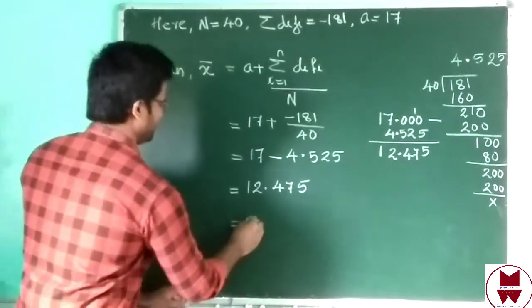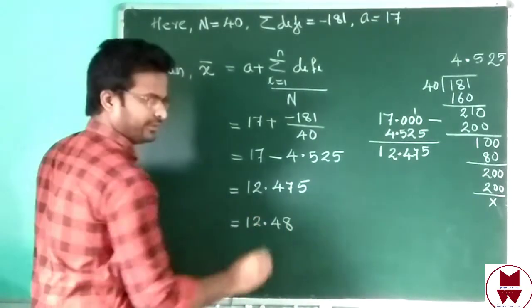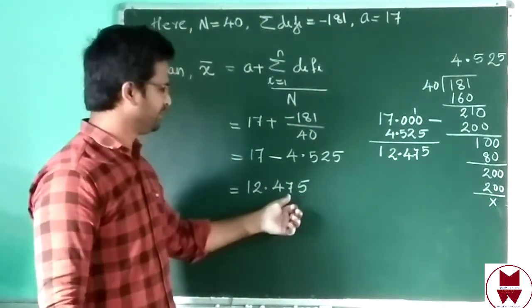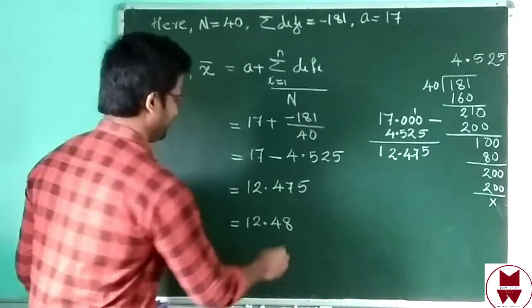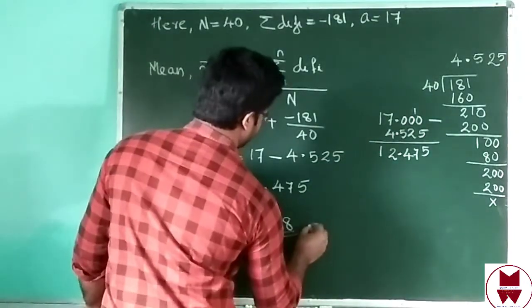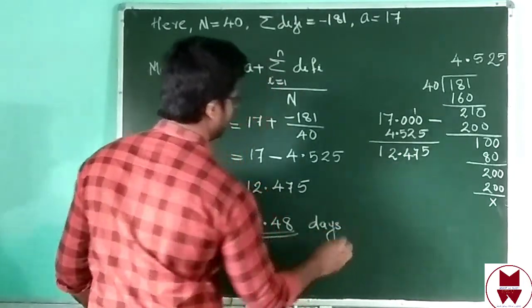Equal to 12.48. If the third number is 5 or more than 5, this 7 becomes an extra 1, that will be 8. What is the unit? It is days.